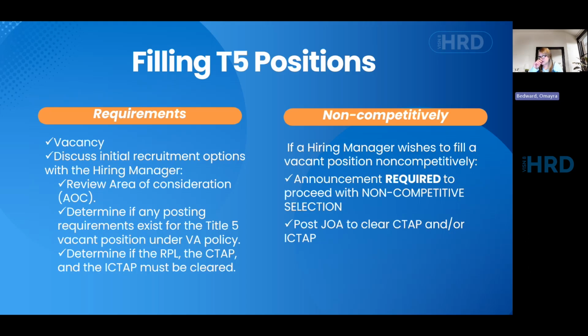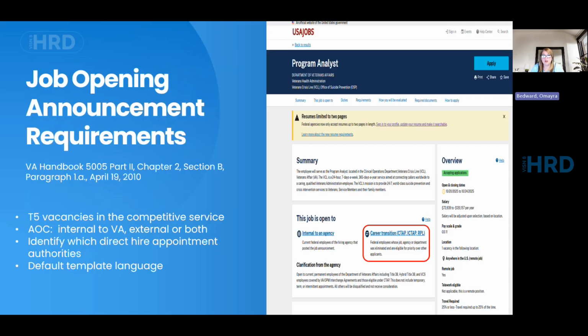And the way that we did it then, this is a few years back, we would just open an announcement indicating the requirements and making sure that we would clear CTAP, and we would open them between 3 and 5 days. And then once there were no CTAP or ICTAP candidates, we could just go ahead and move on with that non-competitive selection.